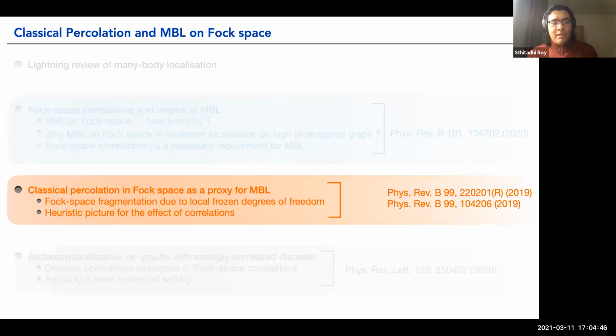And in the next part, using this classical percolation proxy for the MBL, I'm going to present a heuristic picture for this. But I'll be happy to take any questions about the self-consistent theory if there are any at this point, or even later.